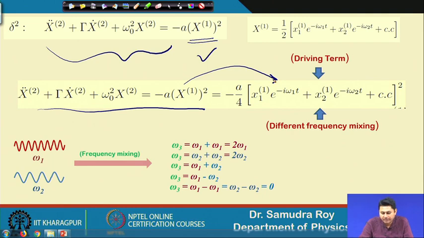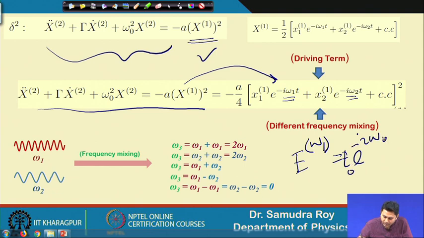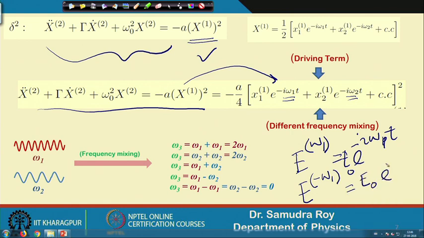This is my driving term, but inside the driving term we find that there are different frequencies: omega 1 is there, omega 2 is there, and also the complex conjugates, that means minus omega 1 and minus omega 2. One thing you should note is that when I say omega frequency component, I write minus i omega, this is just the notation. When I write that E has a frequency component of omega 1, it is E0 multiplied by e to the power of minus i omega 1 t. If I write the component of E minus 1, it is the complex conjugate of that quantity, so it will be plus i omega 1 t. This is the notation.